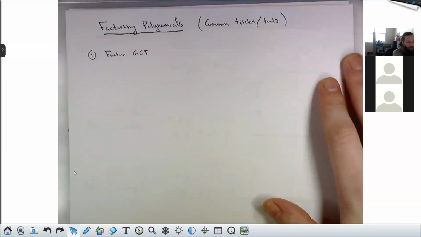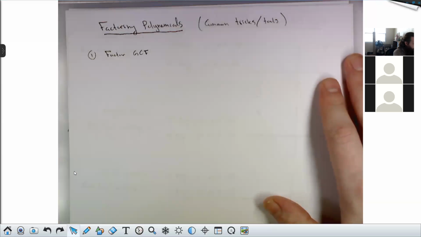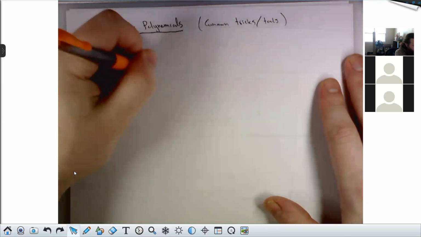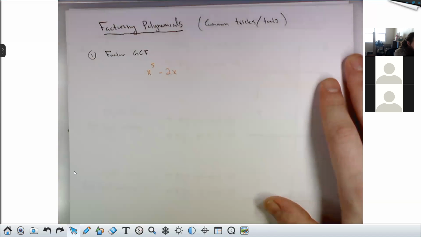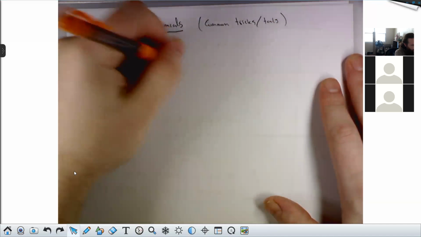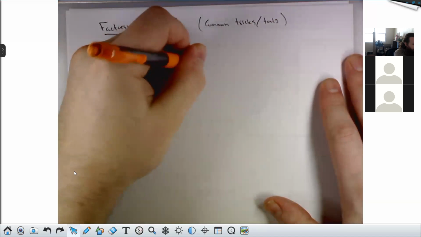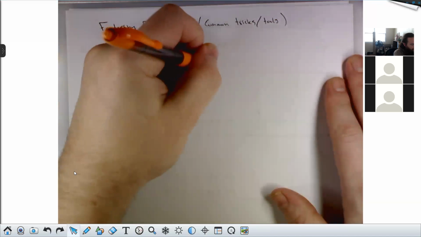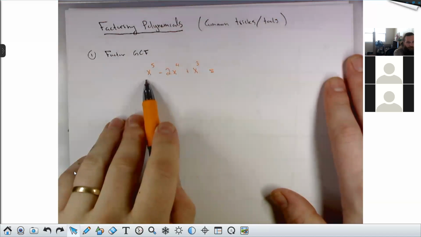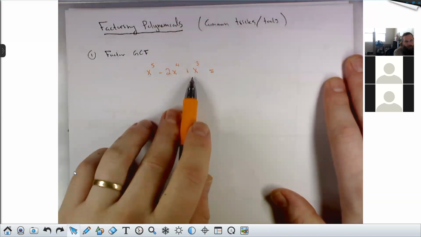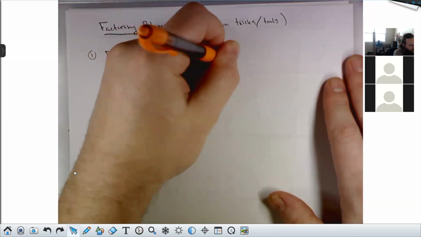Right? This is something that we do all the time. So if I gave you something like x to the 5 minus 2x to the 4 plus 1x cubed, you could begin here by saying, okay, this has an x cubed, this has an x to the 4, this has an x to the 5. So the greatest common factor between these three terms is x cubed. I can bring out an x cubed.